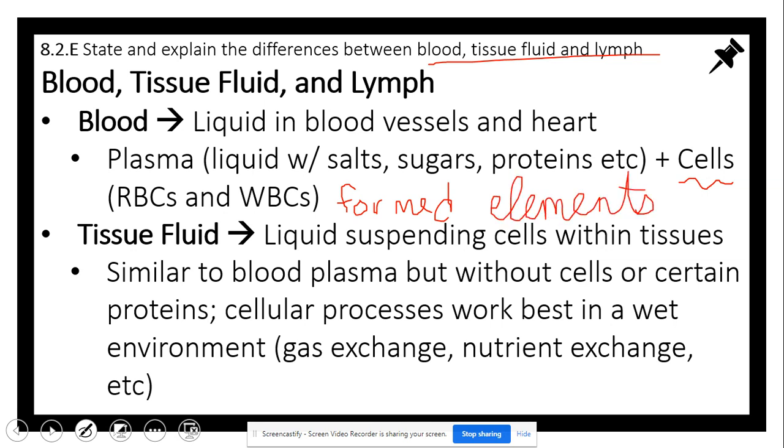Tissue fluid is the free-floating fluid in your body. It's got, again, a lot of similarities with blood plasma, but it doesn't have the cells or certain proteins, because most cells and proteins are too big. So really just the juice from your blood. And that's just because cellular processes, things like diffusion, gas exchange, tend to happen better in moist environments. We like to be squishy.